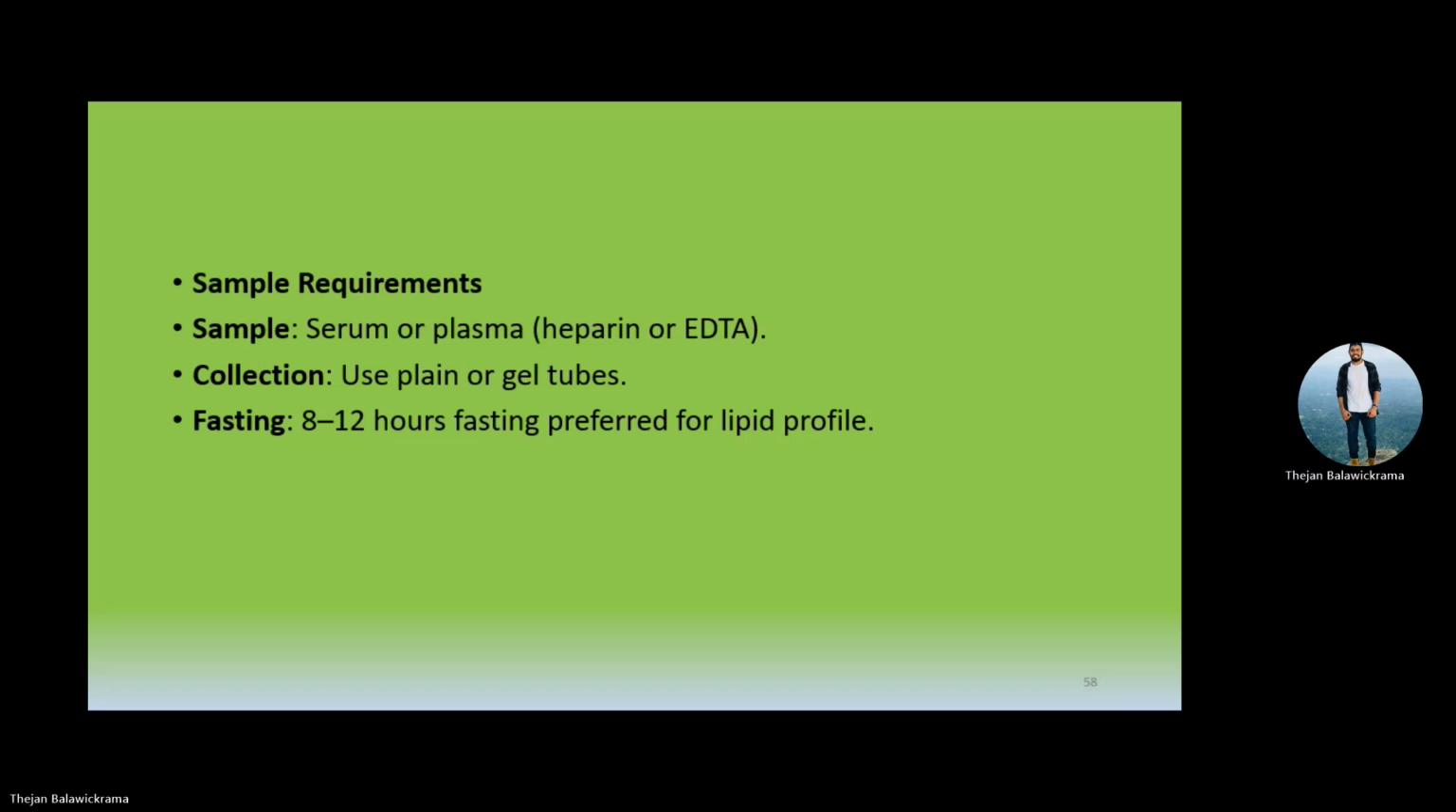Requirement of sample. We need serum or plasma sample, right? And collection plain or gel tubes, right? 8 to 12 hours fasting for lipid profile, right? These are the requirements about the sample. Reagents we discussed on the previous slide. And the sample, these are the conditions about the sample. That is from the patient.